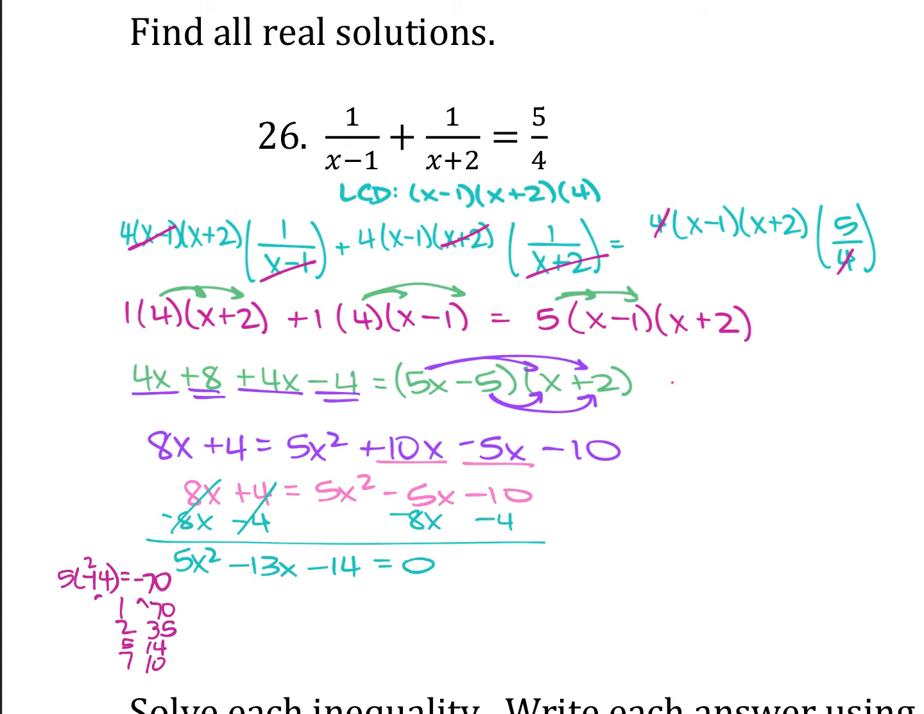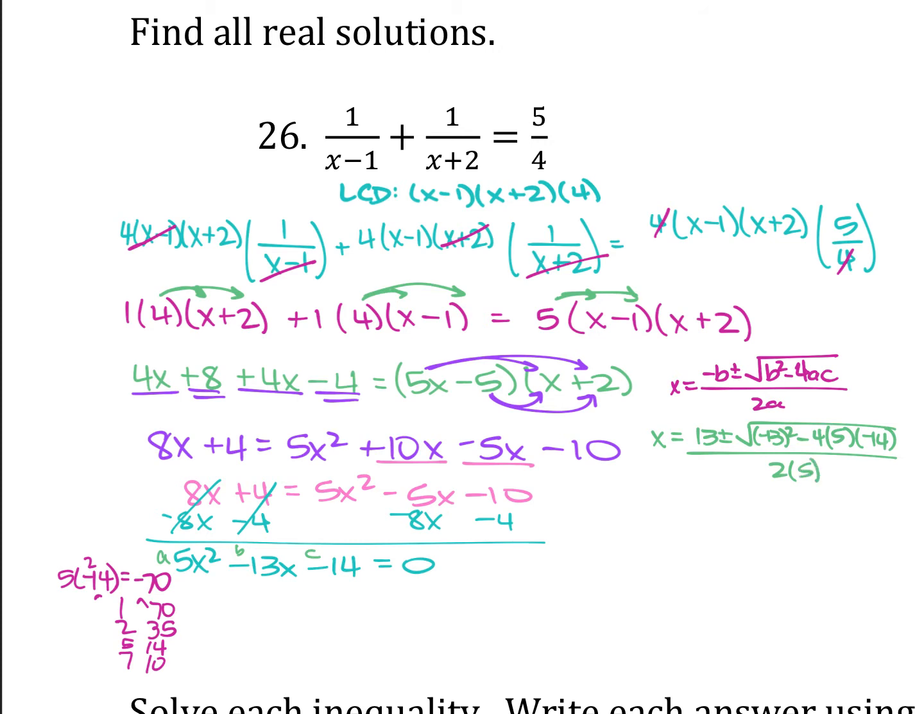So remember your quadratic formula, x is equal to the opposite of b plus or minus the square root of b squared minus 4 times a times c all over 2 times a. Your a is the 5, your b is the negative 13, your c is the negative 14. So this is going to give us x is equal to the opposite of b, which is positive 13, plus or minus the square root of negative 13 squared minus 4 times 5 times negative 14 all over 2 times 5. This then simplifies to be 13 plus or minus the square root of 169 plus 4 times 5 is 20 times 14 is 280 all over 10.